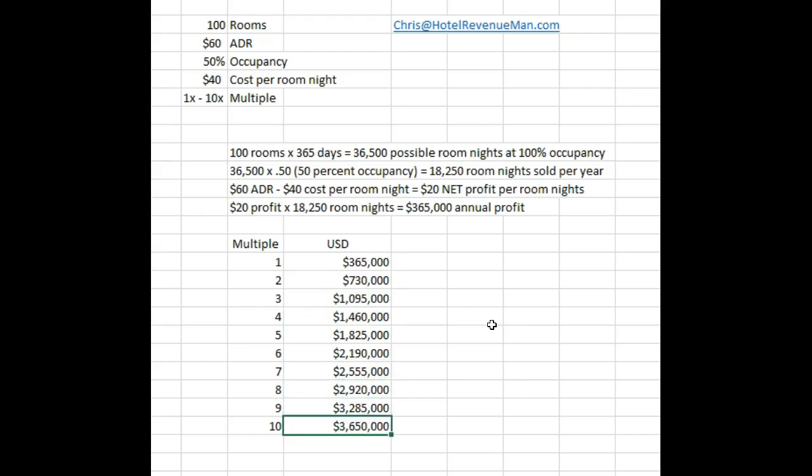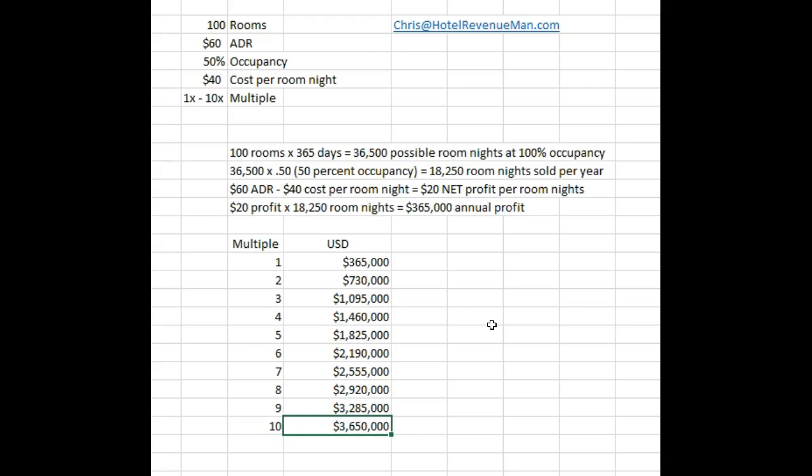If this property, everything is great about it, it's in an up-and-coming part of town, everything is newly remodeled, new mattresses, new carpet, all the walls have been painted, they redid the lobby and put in a heated indoor pool, everything is great, you can get a 10x multiple.